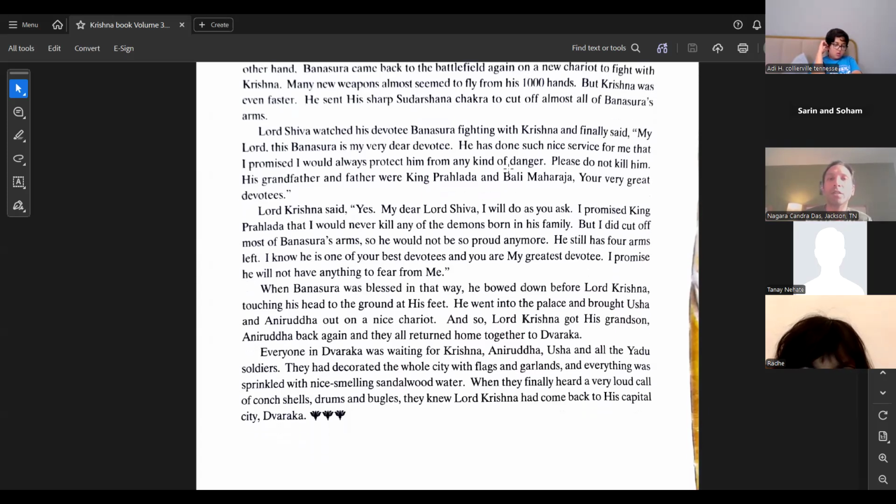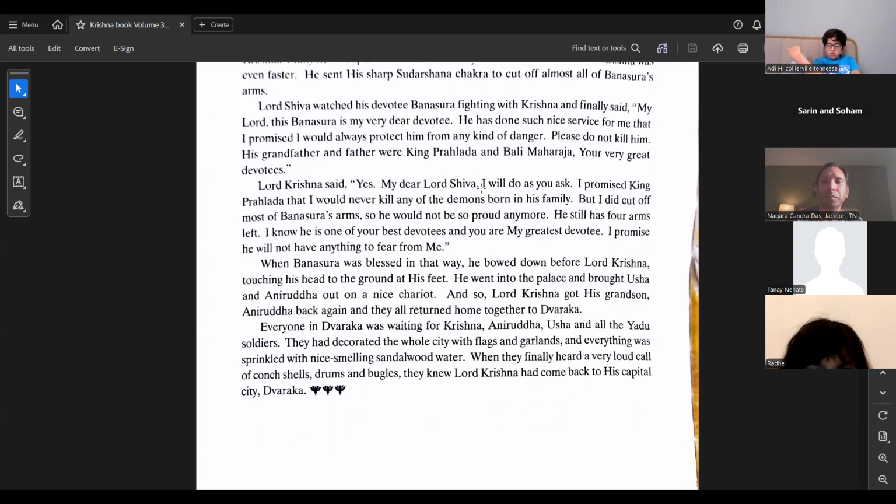Lord Shiva watched his devotee Banasura fighting with Krishna and finally said, "My lord, this Banasura is my very dear devotee. He has done such nice service for me that I promised I would always protect him from any kind of danger. Please do not kill him. His grandfather and father were King Prahlad and Bali Maharaj. You're very great devotees." Lord Krishna said, "Yes, my dear Lord Shiva, I will do as you ask.